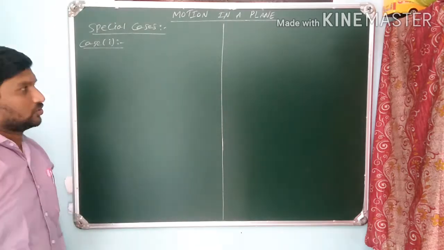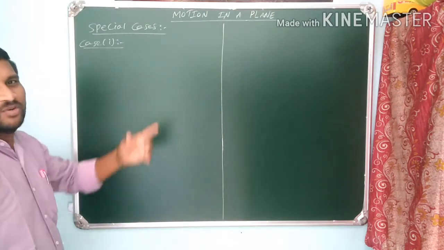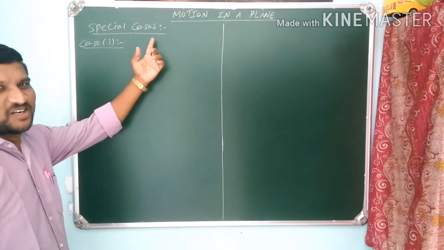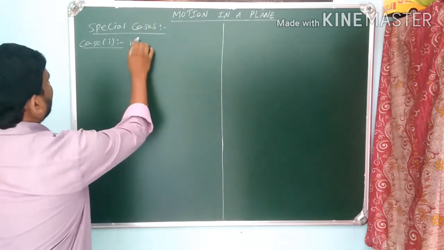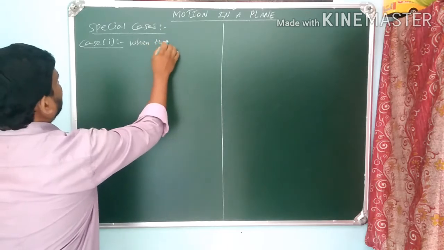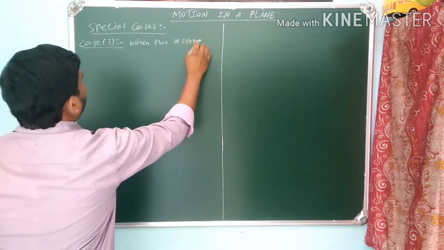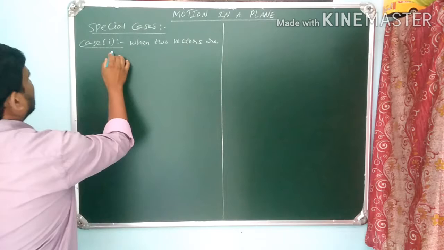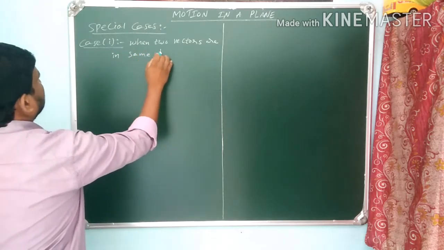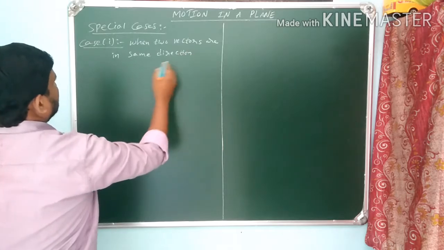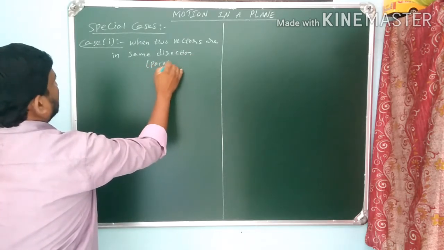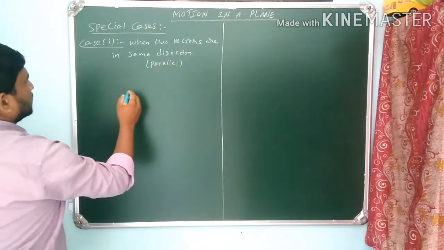Hi students, today we are going to discuss the special cases in parallelogram law of vector addition. That is case 1: when two vectors are in the same direction. That is nothing but the vectors are parallel.